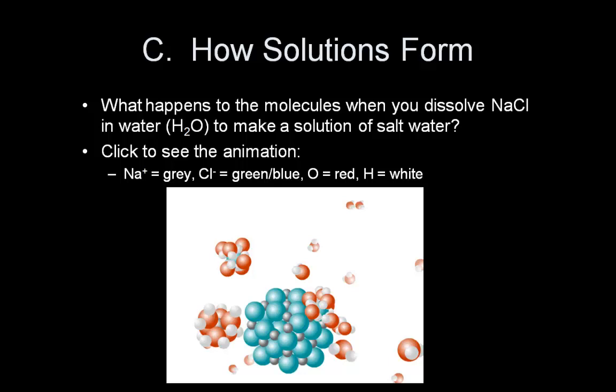Here's what's happening when you make a solution. What we have here is a picture of salt. So we've got sodium and chlorine. Sodium's the gray, chlorine's the blue. And then water.